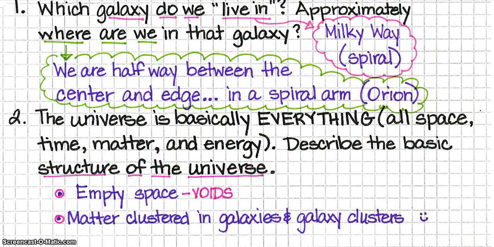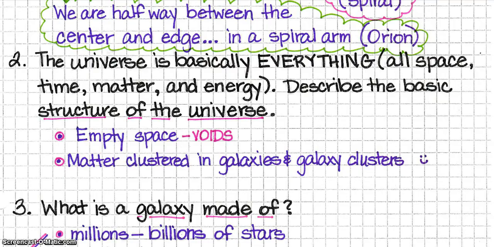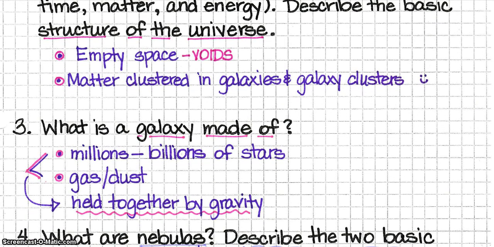It's really sort of difficult for a lot of people to get their mind wrapped around just how spread out things are, and I probably would be one of those people. Okay? But the structure of the universe, you basically have two things. You've got a bunch of empty space, and then the matter that is in the universe is typically clustered in galaxies and galaxy clusters. A galaxy cluster is just a collection of galaxies that are relatively close to each other. All right.